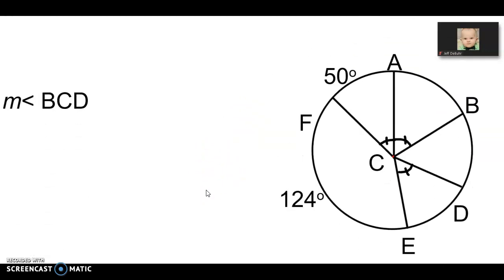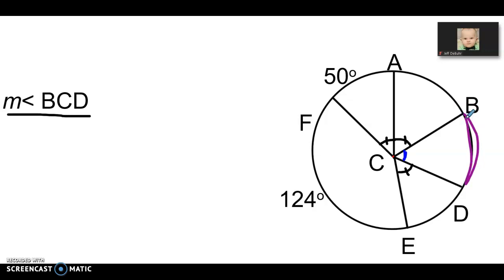Next example here, now you see it's asking us for what is the measure of angle BCD. So angle BCD, B to C to D, has to be this angle. Now this one's going to require a little bit more work because we don't know all of the angle measures directly. We don't know arc BD, so we can't use that to find our central angle.